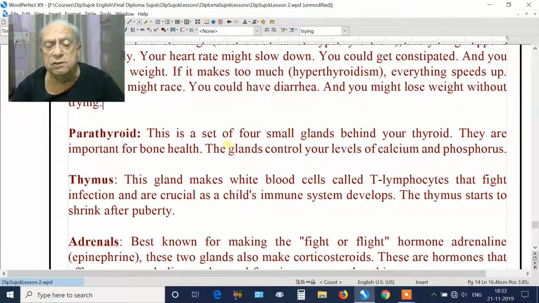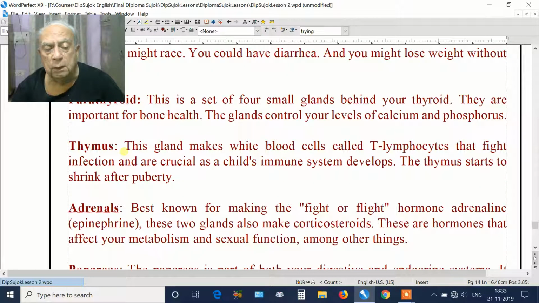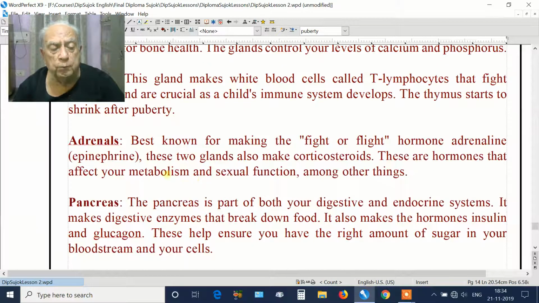Parathyroid. This is a set of 4 small glands behind your thyroid. They are important for bone health. The glands control your levels of calcium and phosphorus. Thymus. This gland makes white blood cells called T lymphocytes that fight infection and are crucial as the child's immune system develops. The thymus starts to shrink after puberty. So its major role is only in childhood.